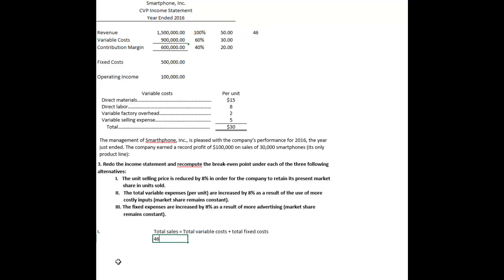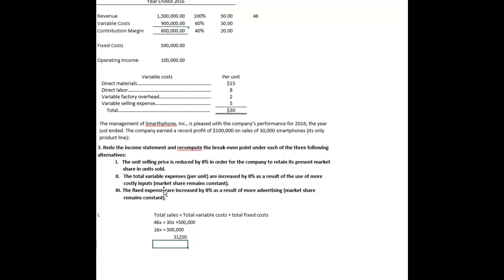So my formula says 46x, and it says nothing about changing the cost structure yet. So equals 30x plus the same $500,000 in fixed costs. If I get the x on the one side, that means I have 16x equals the $500,000. That means my break even is going to be 31,250 units under the first alternative.